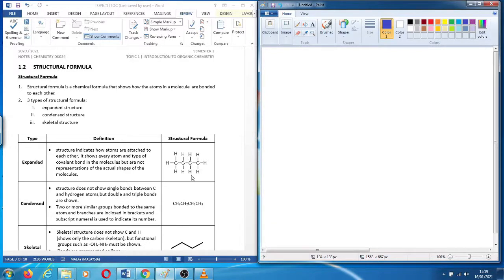Example here, how you draw it. From the first one, expanded, from expanded here, you have C, hydrogen, hydrogen here. This is expanded. You have to expand the structure. When you say expanded, it will be like this.